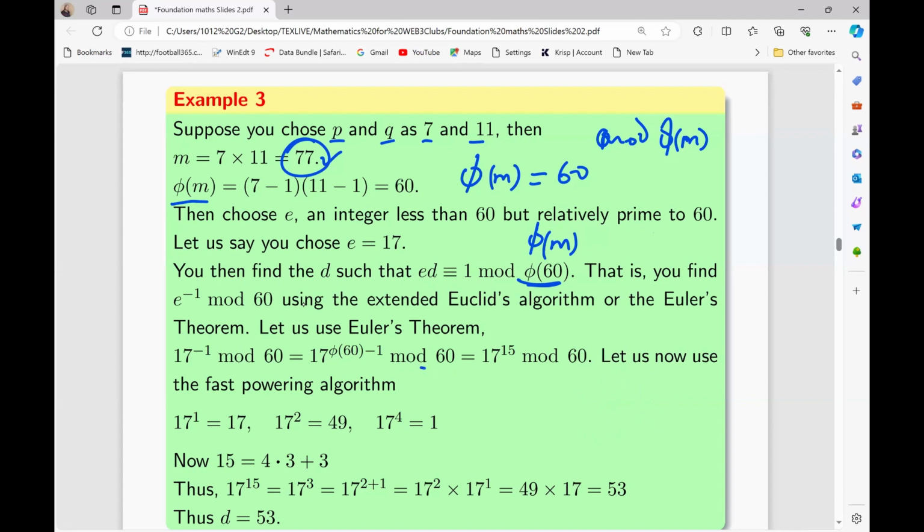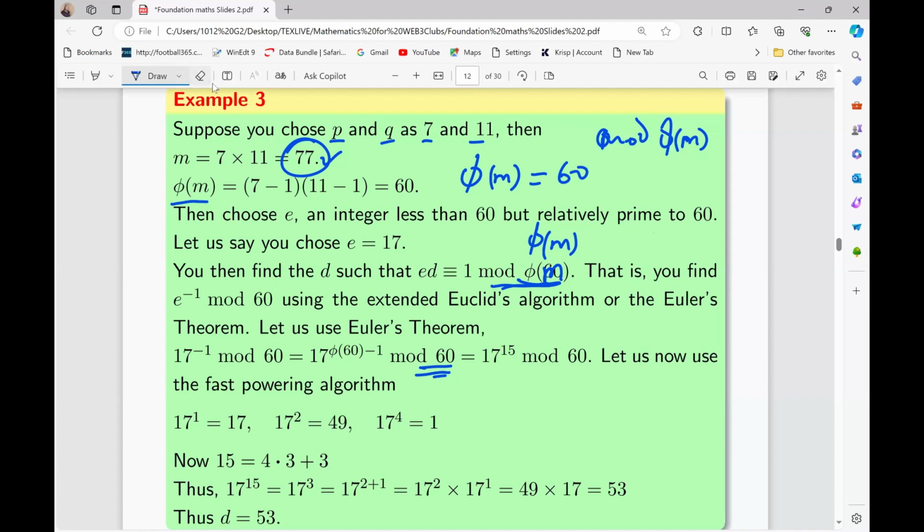This is correct. So the only part that is not correct is this. It's supposed to be phi of M here, not 60. Now, we want to get the inverse of E, and our E we've chosen to be 17.